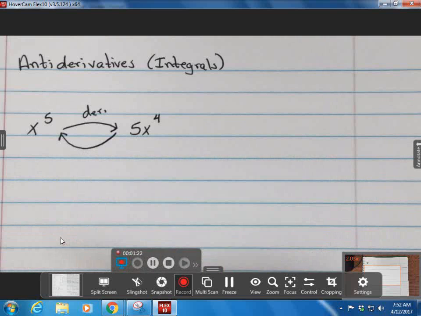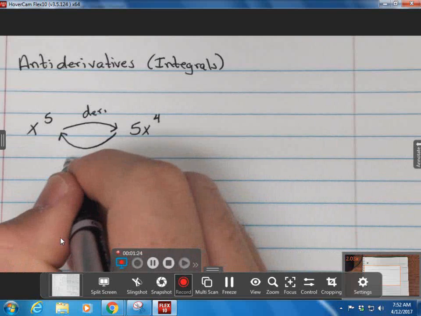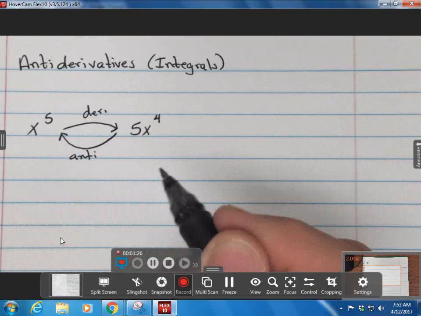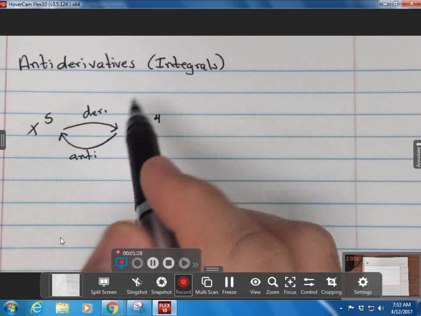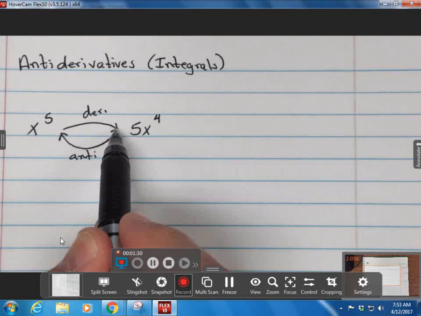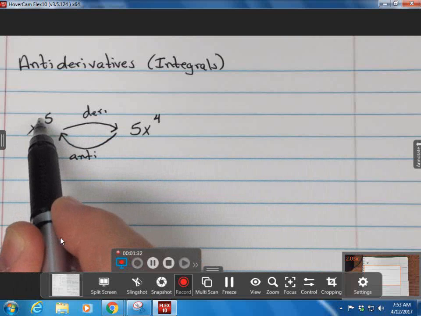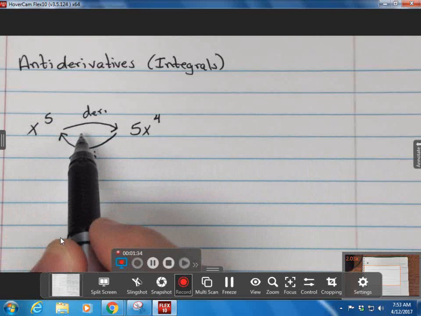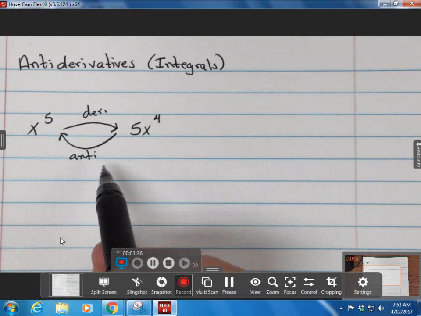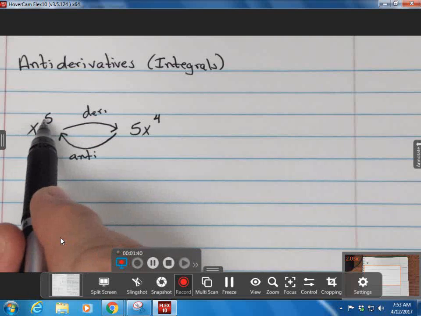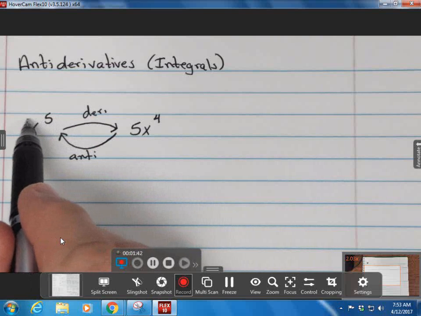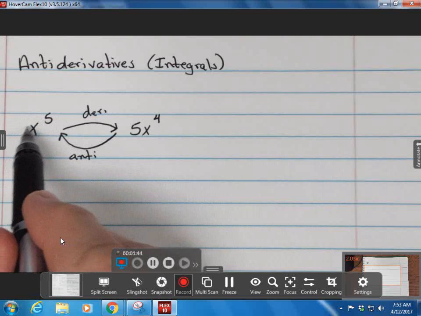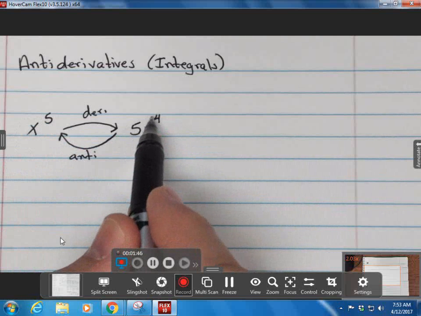So let's try to develop a rule that we can use to find an antiderivative. So here we go. From x to the fifth to 5x to the fourth, we took one away from the power. So the most obvious thing that we're going to have to do is to go backwards. We're going to have to add one back to the power. Something else we did with this power was we multiplied it down front, the old power, the 5. So we're going to add one back to it.